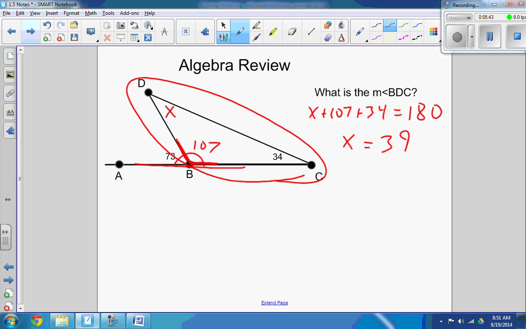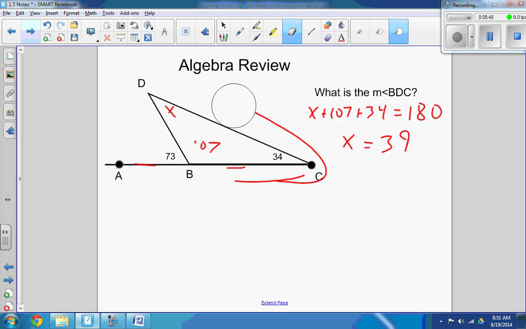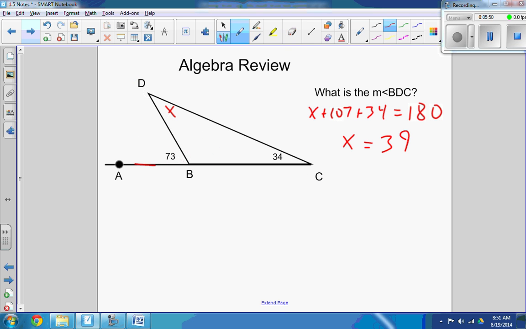Now, something interesting you might have noticed about this angle was 39 degrees. This angle is 34. Well, 39 plus 34 equals 73. Well, that's what that angle is. This angle plus this angle gave us that exterior angle. That will always be true for any triangle. That's the end of this lesson.